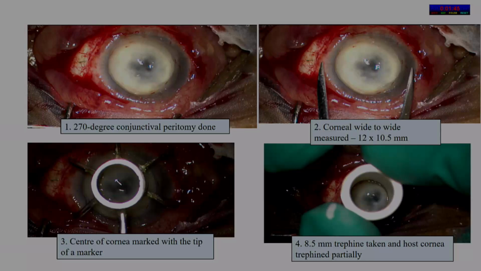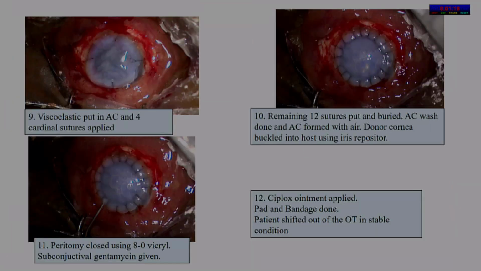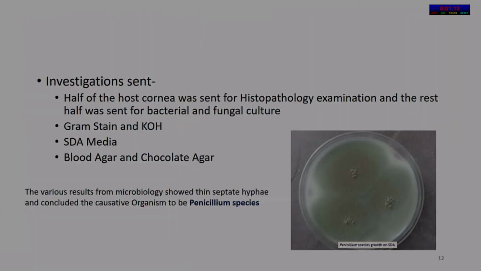A 270 degrees conjunctival peritomy was done. The center of the host cornea was marked with the help of an RK marker, and the host cornea was trephined partially. The corneal button was removed using Dr. Vajpayee's debulking technique. All the edges of host cornea suspicious of necrosis were removed, and the prelenticular membrane, which was also noticed, was also removed. The donor cornea was a grade B cornea, was placed and was sutured to the eye. The AC was maintained, and the patient was shifted out of the OT in a stable condition.